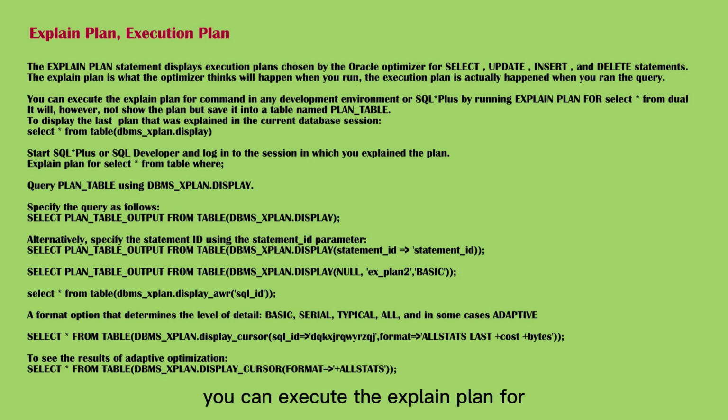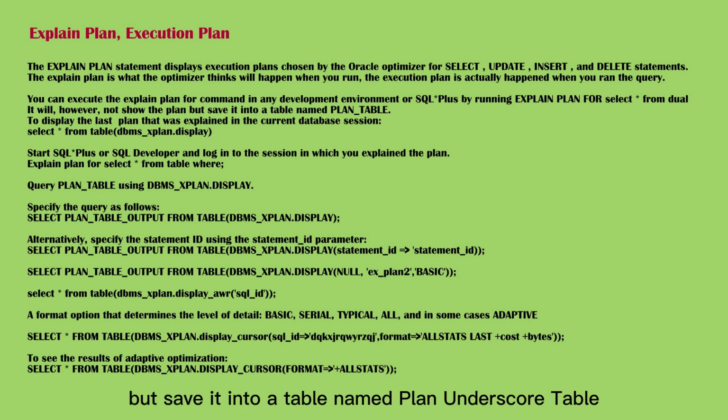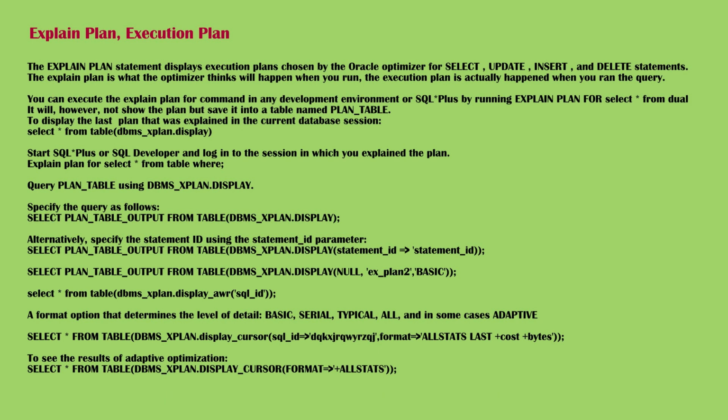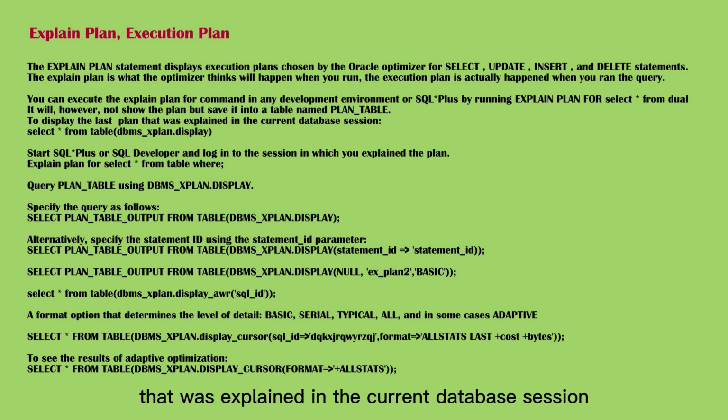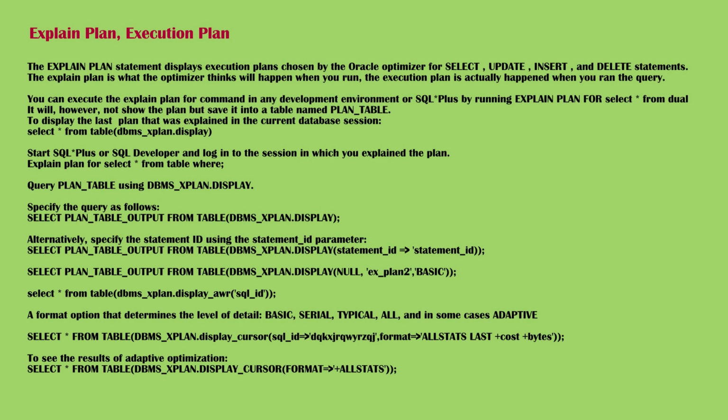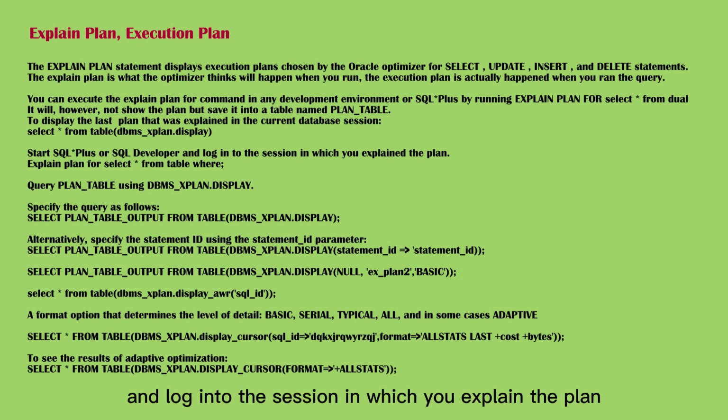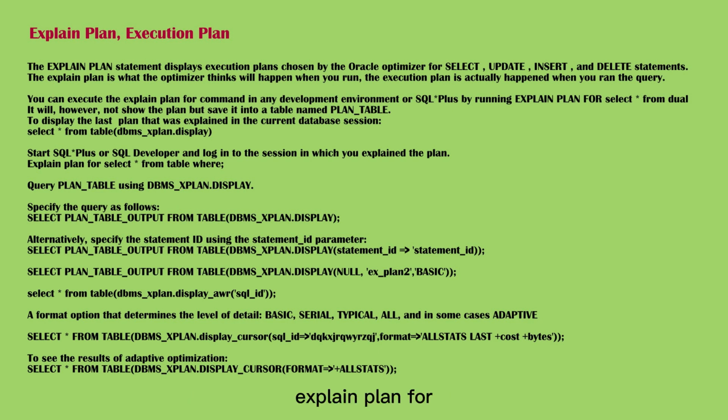You can execute the explain plan for command in any development environment or SQL Plus by running explain plan for select from dual. It will, however, not show the plan but save it into a table named plan_table. To display the last plan that was explained in the current database session, select from table, dbms_xplan.display. Start SQL Plus or SQL Developer and log into the session in which you explained the plan. Explain plan for select from table where.